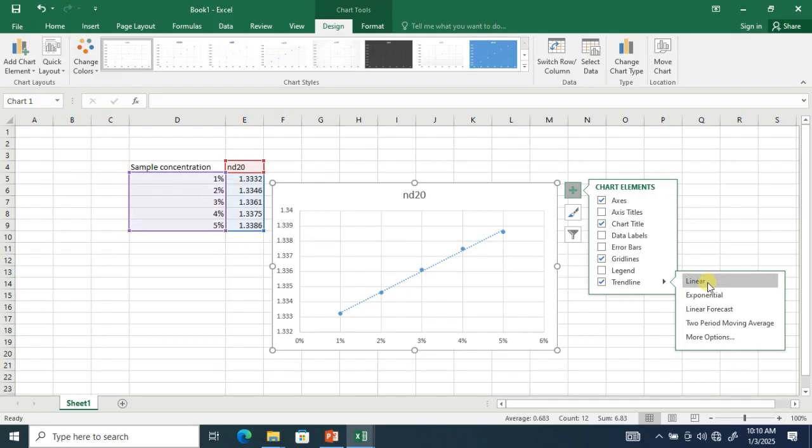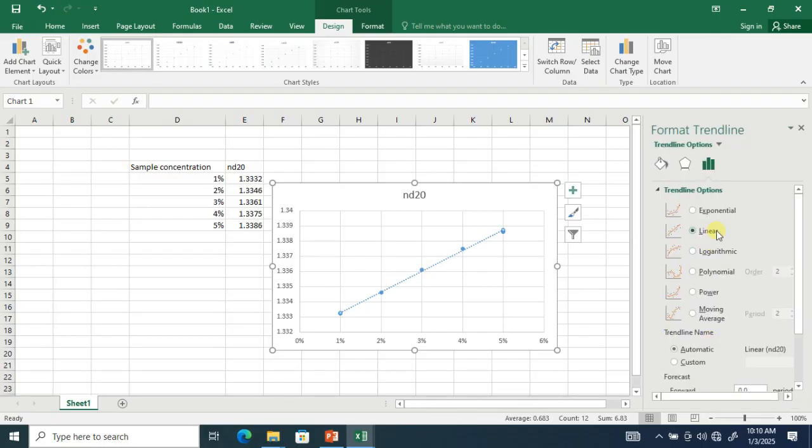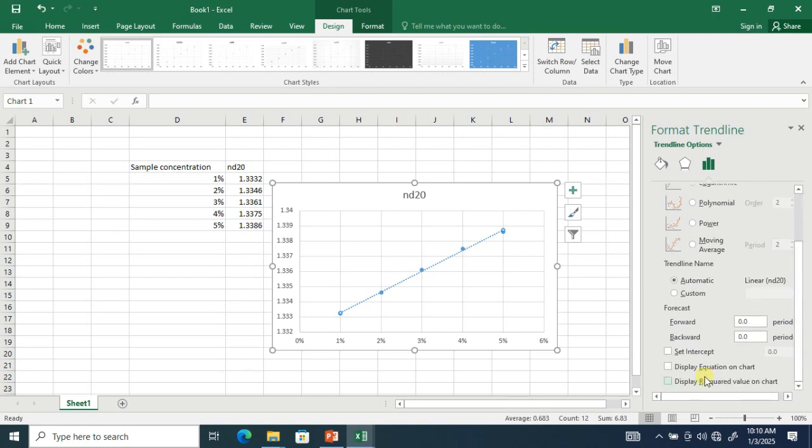Then we'll go for more options. Here linear is selected, you just scroll down: display equation on chart, and display R square value on chart. Now remember, this is very important. R square value is extremely important to understand any curve fitting. For any curve fitting, the R square value is a statistical parameter by which you can understand whether the model you want to achieve is accurate or not, or good or not.